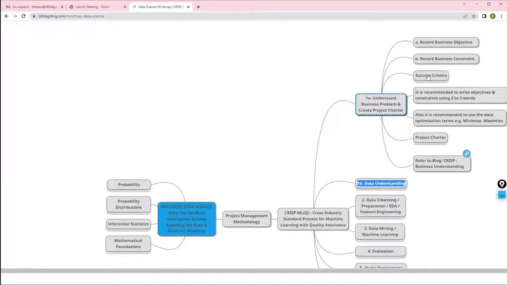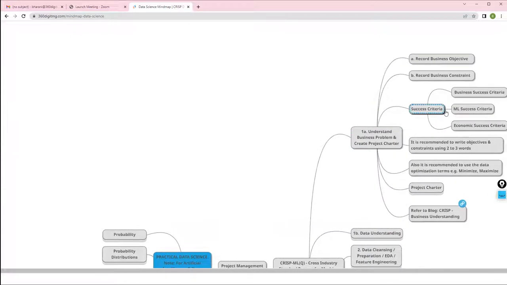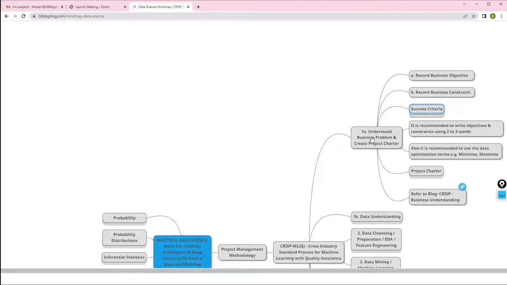And you also need to record the success criteria. First comes the business success criteria, because we are trying to solve a business problem. To solve a business problem, since we are using machine learning techniques, we also record machine learning success criteria. Alongside that, we also need to understand the cost benefits. So you have economic success criteria as well.